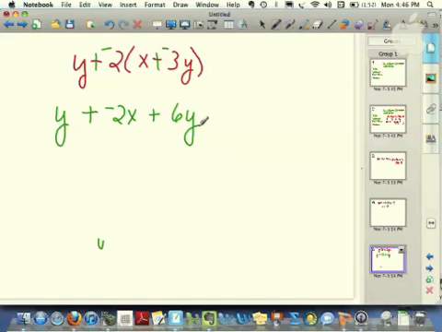Now I need to look through the expression to see if there are any like terms. Sure enough, there are. y plus 6y equals 7y. And the negative 2x I write down. Once again, I can't add those together because they are 2 different variables. This is simplifying algebraic expressions.